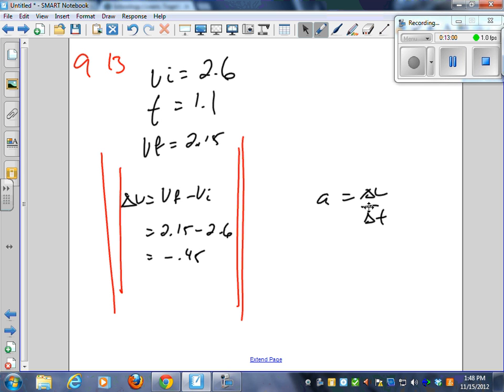Now I'm going to go over to here. And this minus 0.45, I take my minus 0.45 and I put it in for delta V there. Minus 0.45. My time is 1.1. And I put my answer, minus 0.409, and that's meters per second squared.